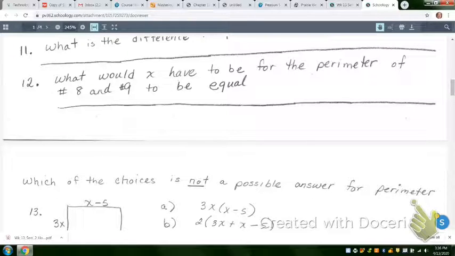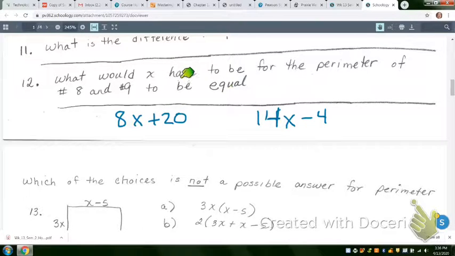So remember, the perimeter of 8 came out to be 8x plus 20, and the perimeter of 9 came out to be 14x minus 4. So this is the perimeter of 8, this is the perimeter of 9, and the question is, what would x have to be to make the two perimeters come out equal? In other words, I want these two perimeters to come out to be the same number. So what would x have to be to make that happen?